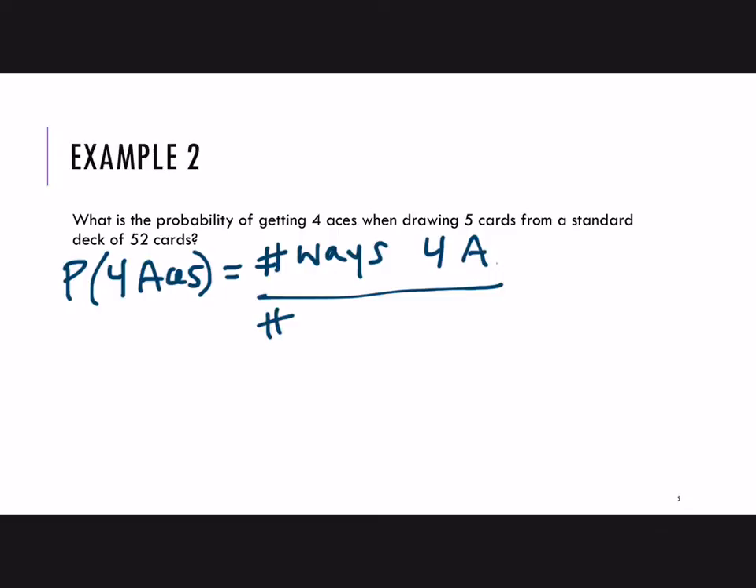Divided by the number of ways. Right. So now we look at the sample space, or in other words, what is this probability experiment that we're doing? We're drawing 5 cards from 52. So the number of ways to choose 5 cards.